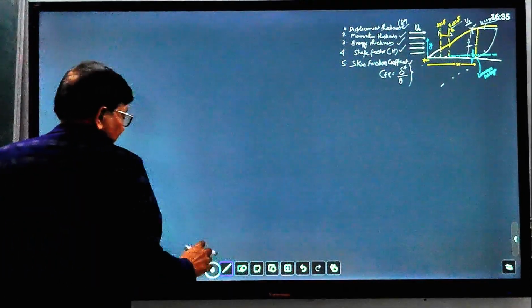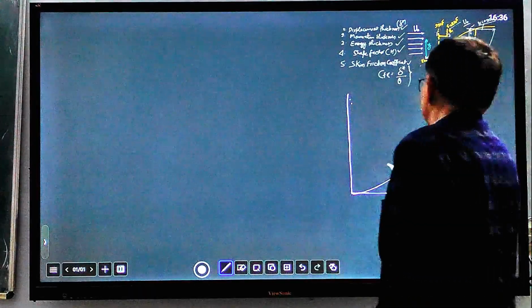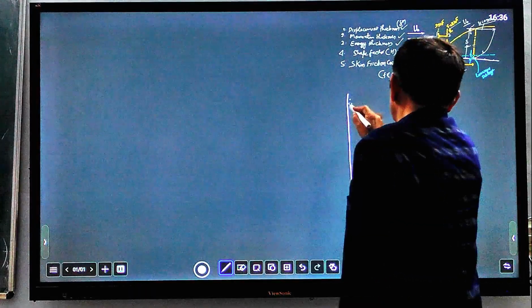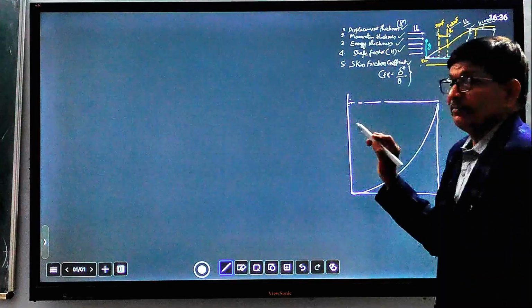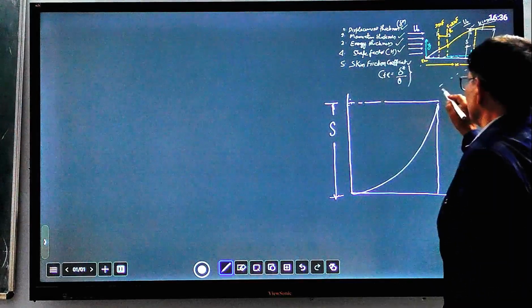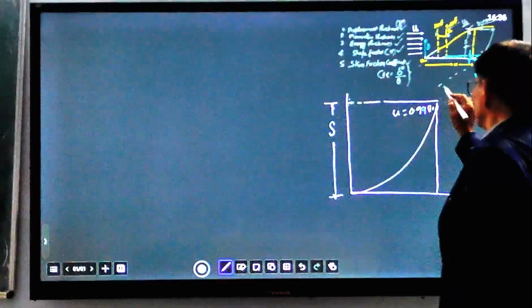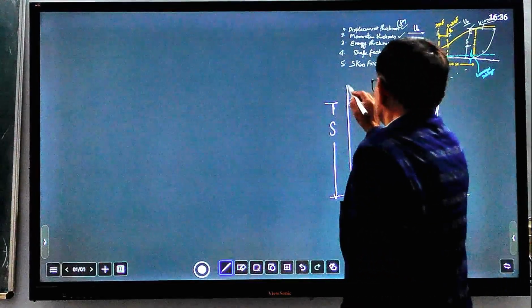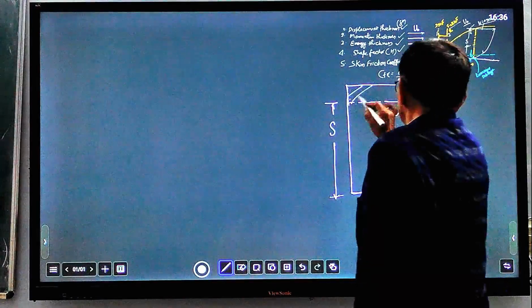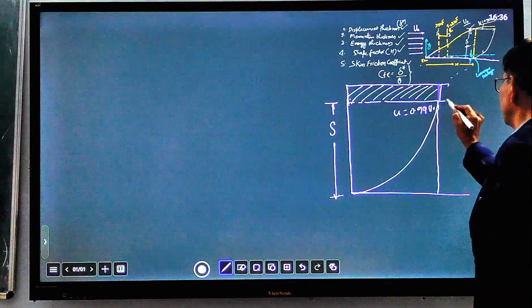So let us define here. This is a velocity profile; draw a tangent here. We define boundary layer thickness del at the point where velocity reaches u equal to 0.99 u naught. So this shifting is taking place. Suppose this shifting is equal to del star.